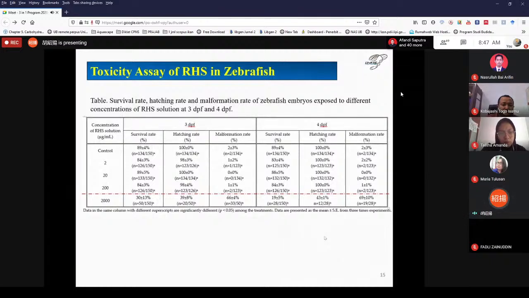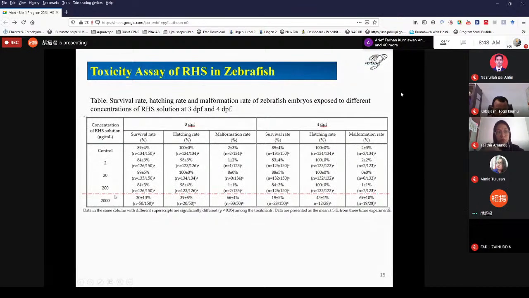And here we treat the zebrafish embryo. In our experiment, we divide two parts. One is zebrafish embryo. One is zebrafish larvae. In zebrafish embryos, when we treat with different dosages, control means without the RHS and the different dosages.